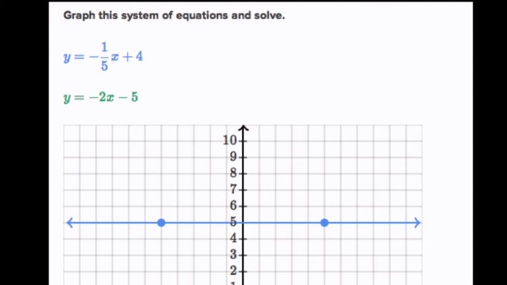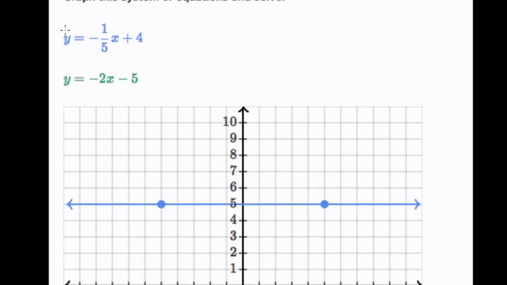In this module, we are graphing the equations that they give us and then solving using that graph to find the common solution to both equations. Let me show you what I mean. The first equation they give us, y equals negative 1/5 x plus 4, well, that's in y equals mx plus b format, right? So what does that mean?